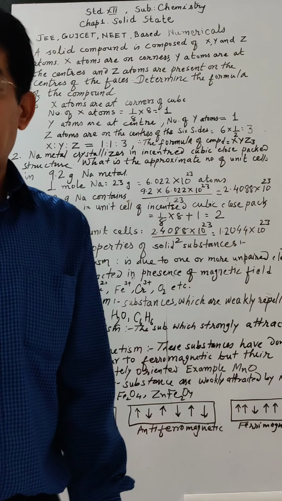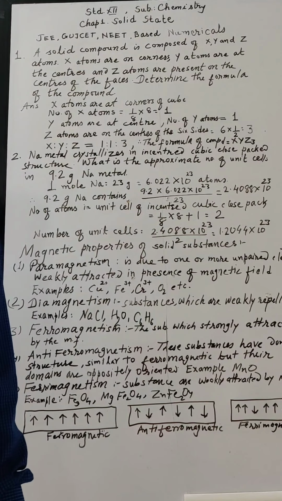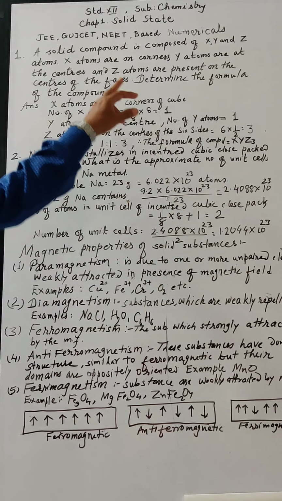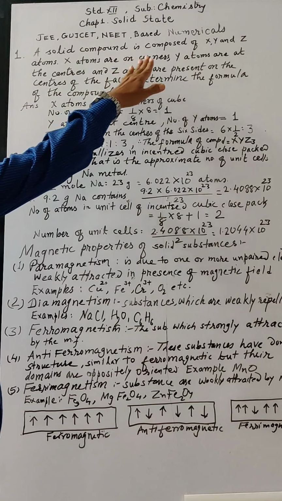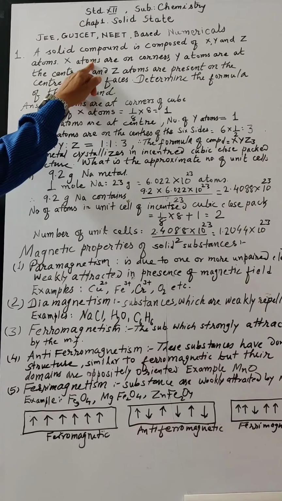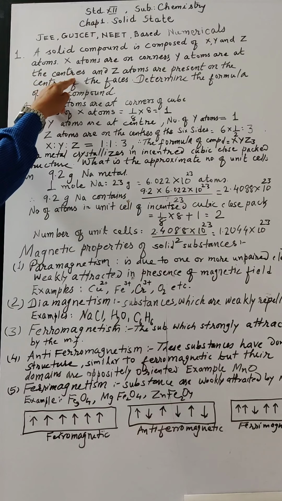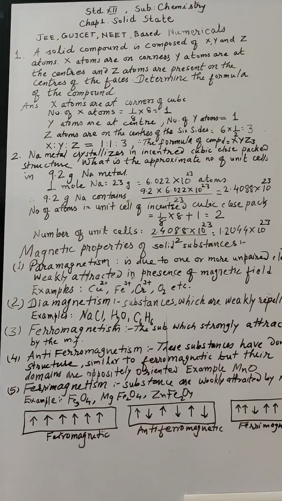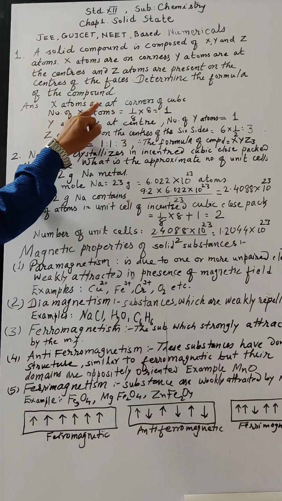Now, numericals, which is for NEET, JEE and GUJCET students. First numerical, question 1. A solid compound is composed of X, Y and Z. X atoms are on corners, Y atoms are at the centers, and Z atoms are present on the centers of the faces. Determine the formula of the compound.